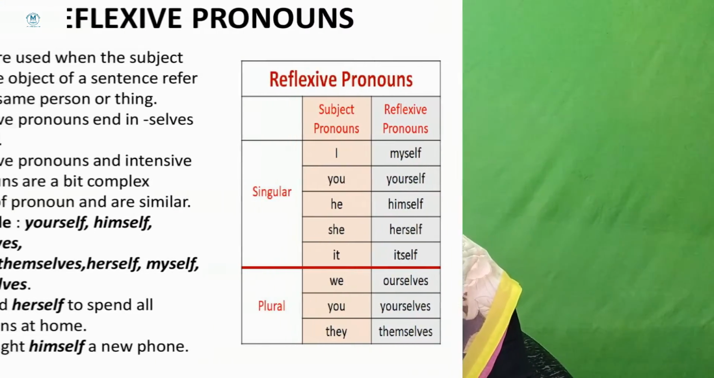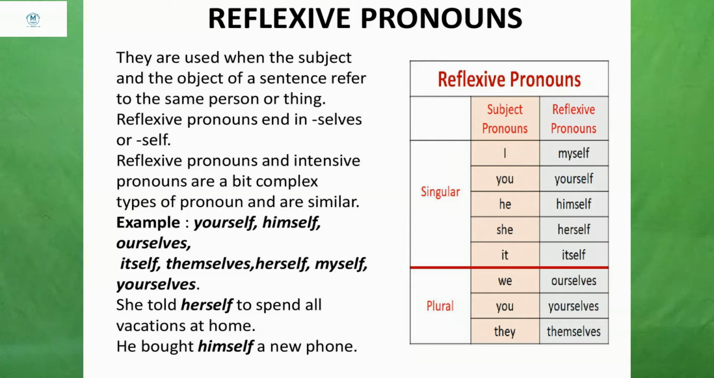So when the subject and object both relate to one person, or you are discussing one person or one thing in the sentence, in that scenario use reflexive pronouns. For example, if the subject pronoun is I, then the reflexive pronoun is myself. If the subject pronoun is you, then yourself; he, himself.